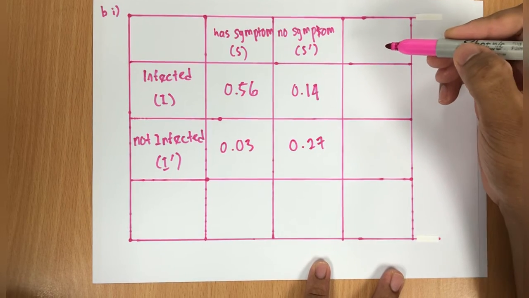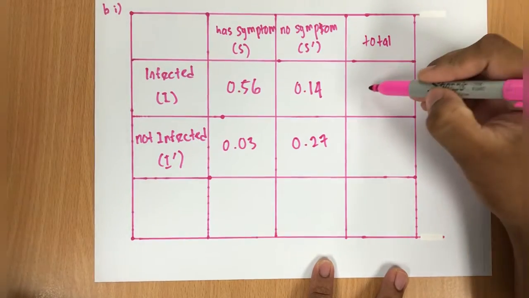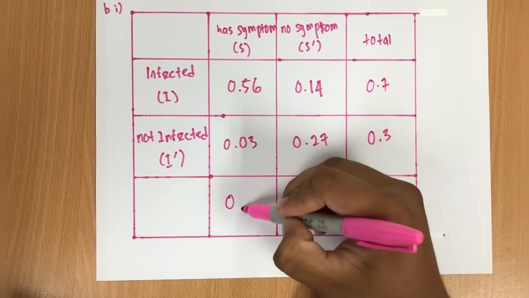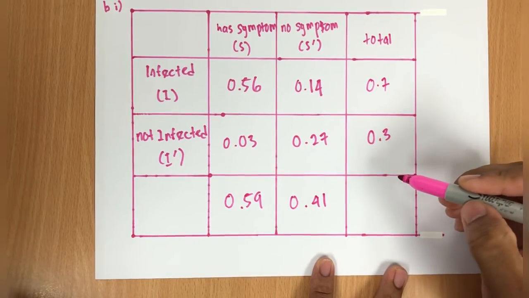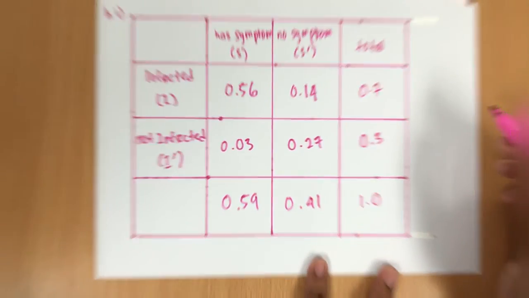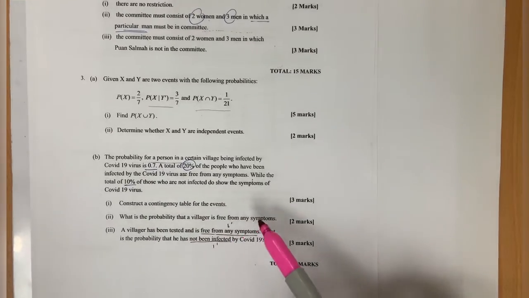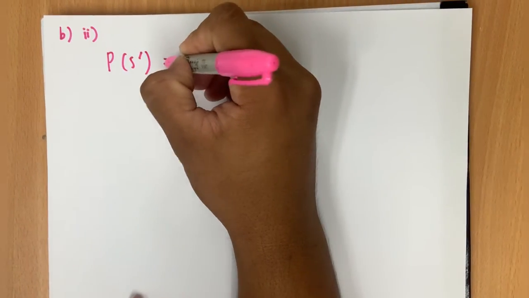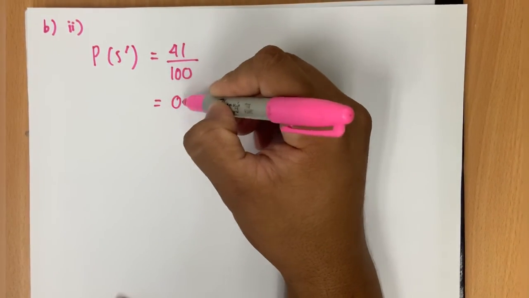We total up all the information, and we get 0.7, 0.3, 0.59, 0.41, and the total of the probability is 1.0. Question 3b2: What is the probability that a villager is free from any symptoms? To get probability S prime, we divide 41 by 100, and we get 0.41.